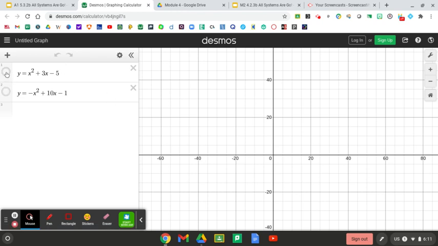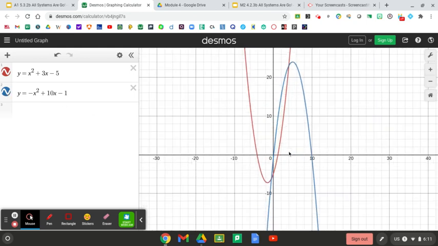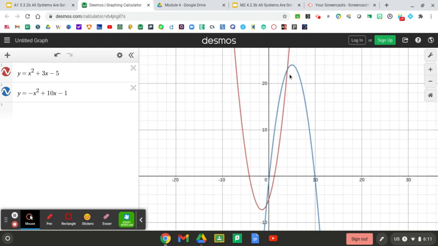So I have them both entered here. Let's pull them up on the graph. And as I expected, I have 2 points of intersection. And we have this one down here, -1/2 and -6.25, which would be the decimal equivalent to -25/4. And then here I have the point (4, 23).